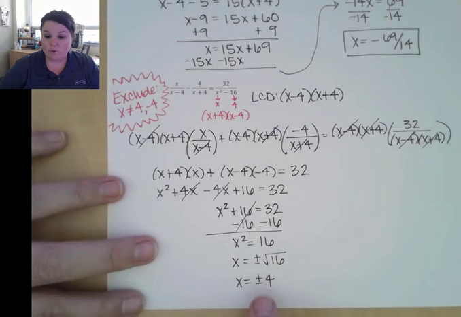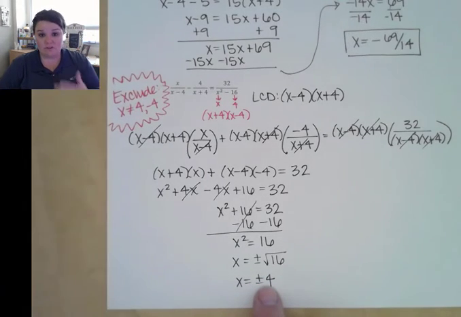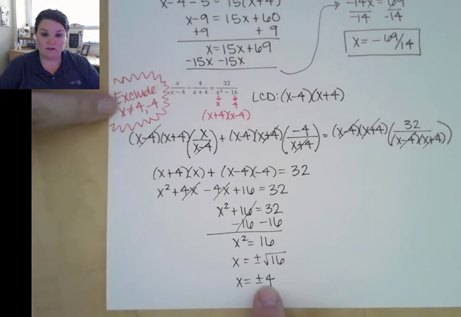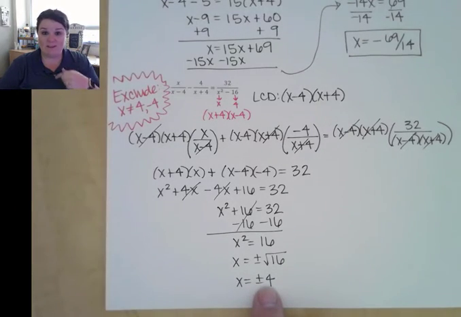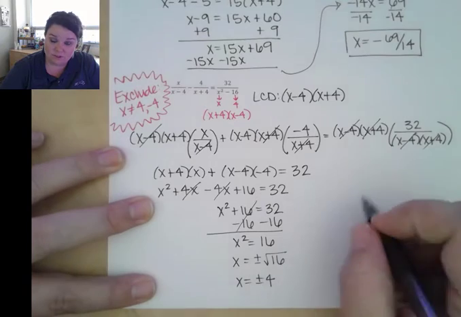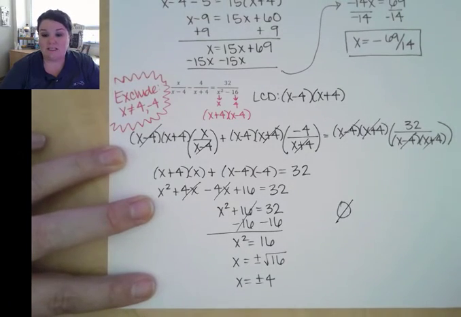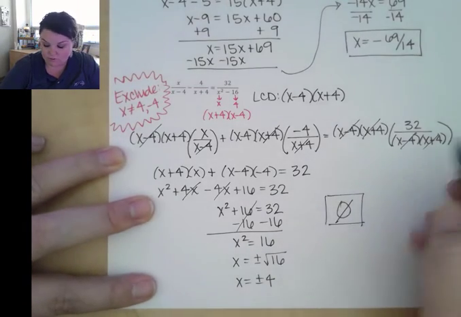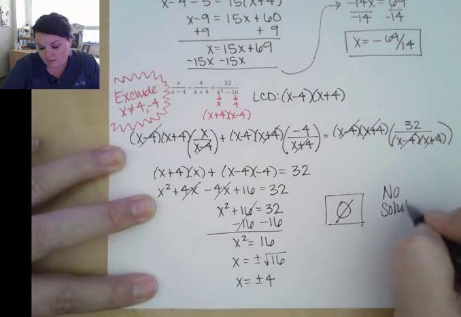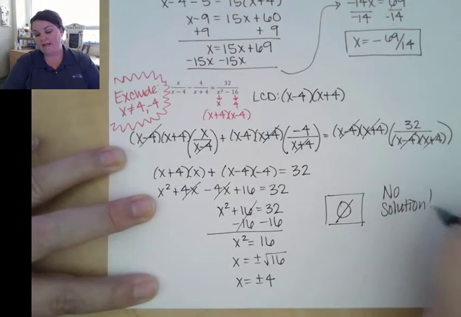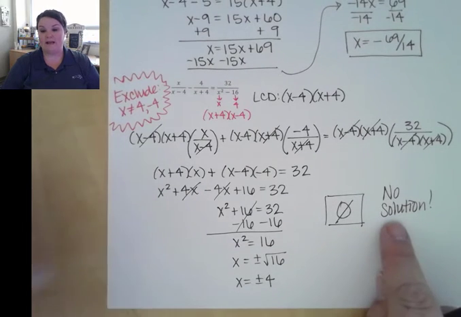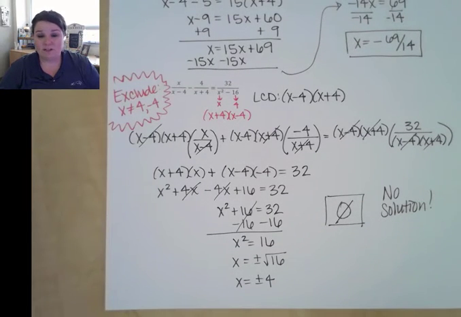And then we have to make sure that both of these answers are not problem values. So I have x equals positive 4 and x equals negative 4 that are potential solutions. But notice when I look up here at my excluded values, I said x can't be positive 4 or negative 4. So since all of the solutions that I came up with do not work, then my solution here would be a 0 with a slash through it, which means no solution. Okay, and I'm fine with you writing the 0 with a slash through it or writing out no solution. Either one is completely fine with me.